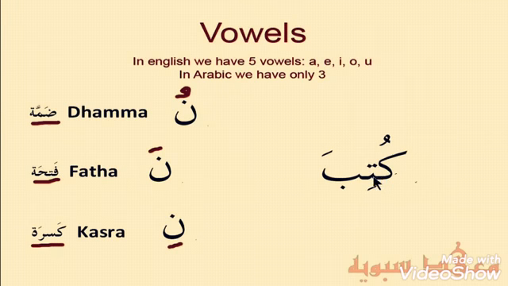Then we have the ta with a kasra, so that would be ti. So ku, ti. And then we have the ba with a fatha on top. And remember, the fatha has an a sound, so that would be ba. So it would be ku, ti, ba, kutiba, which means it was written or it was prescribed. So that's a brief explanation of vowels.